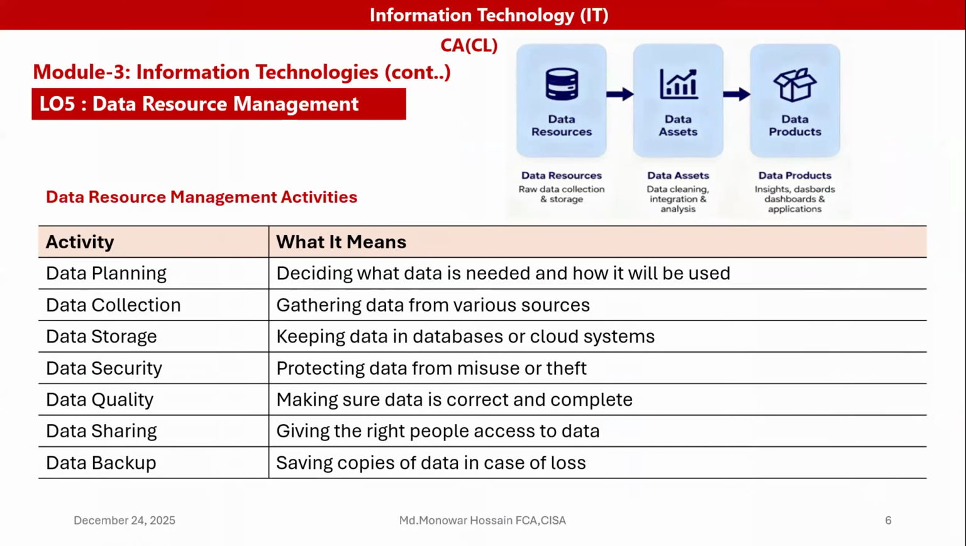So data resource management has some activities: data planning, data collection, data storage, data security, data quality, data sharing, and data backup. Data planning means deciding what data is needed and how it would be used. And the data collection means gathering data, that means business data, from various sources. That source can be internal or external. What is the internal source and what is the external source? Internal source means within the organization.